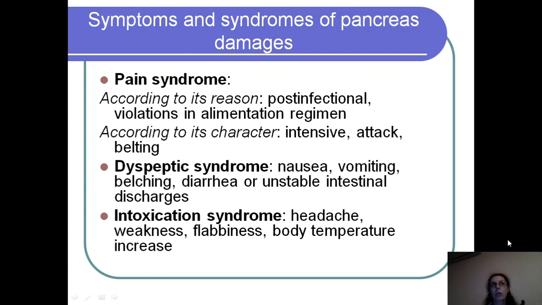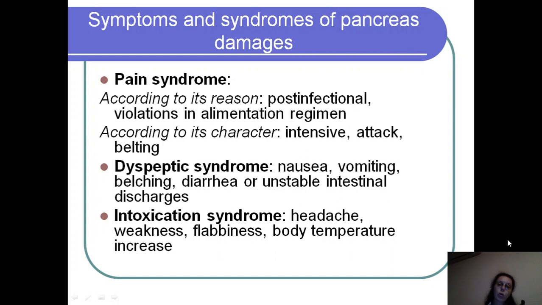So that is why you see that on the background of complaints, collecting anamnesis, you can already guess with very high probability that you are right with the diagnosis. Dyspeptic syndrome. Here we may have nausea, vomiting, belching, diarrhea, or unstable intestinal discharges. If we're talking about diarrhea, usually it's a very often sign of exocrine insufficiency of pancreas, and it's combined with very significant, remarkable body weight loss and specific changes in feces.